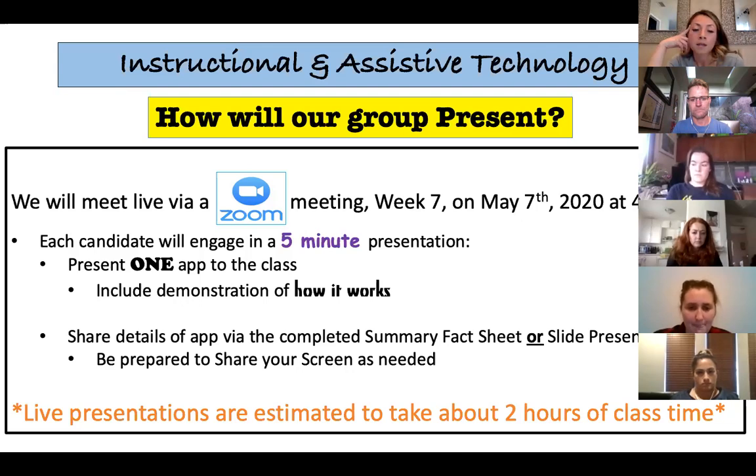But basically the premise is that you're going to share the details of the app, which is guided by your summary fact sheet. So part of that assignment is that you're putting together a fact sheet with specific information that I will go over in Canvas. And you can do that using your fact sheet, or if you want to put together a slide presentation that has that, we can do that as well. But be prepared to share your screen as needed on that day.